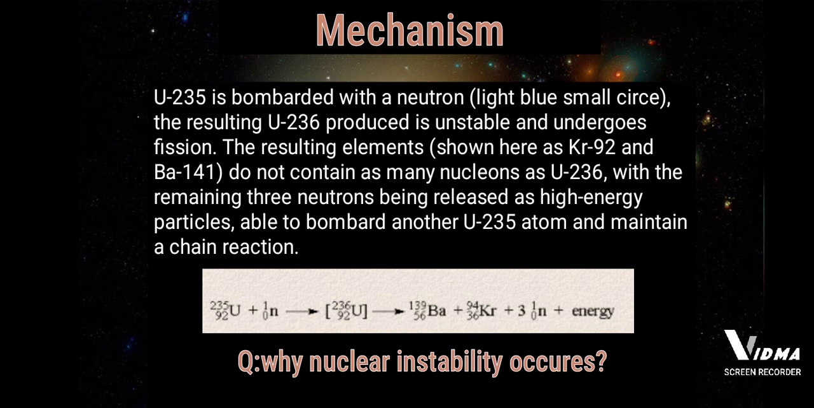As I said earlier, fission reactions start with an unstable atom, and in the given example, uranium-235, which is slightly unstable, is bombarded with a low energy neutron and results in producing uranium-236, which is more unstable, and this will go for reaction. The resulting elements will be krypton-94 and barium-139 with the release of 3 neutrons, and a large amount of energy is also released in this process.